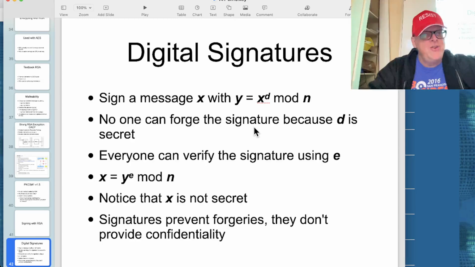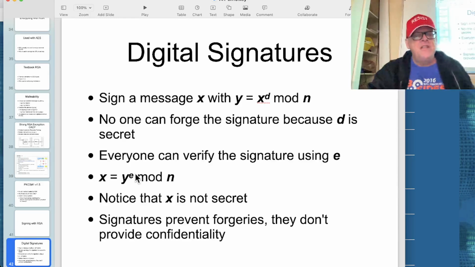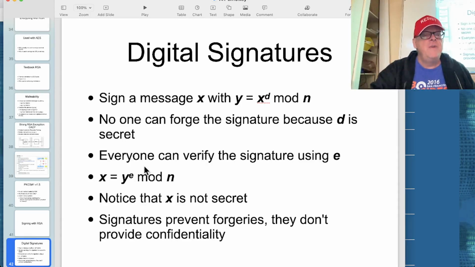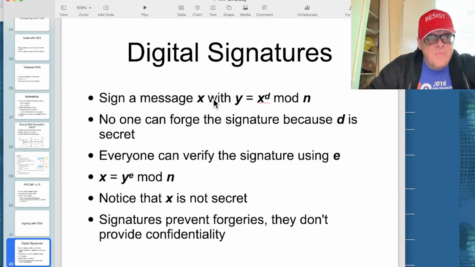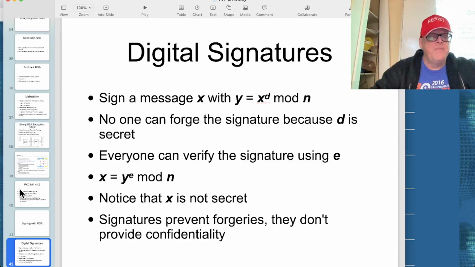This will create gibberish, but the point is anybody can verify the signature by taking Y to the E mod N. What you encrypt with the decryption key can be decrypted with the encryption key, because D times E is 1. So you can create something to attach to the message as a signature, and anybody can verify it by raising it to the E and observing that you get X again. And nobody could do that without knowledge of the decryption key. So this proves that you are the holder of the private key. That's what it does. And remember, signatures prevent forgeries, but they don't provide confidentiality. You could also encrypt it, but that's not the signature part.